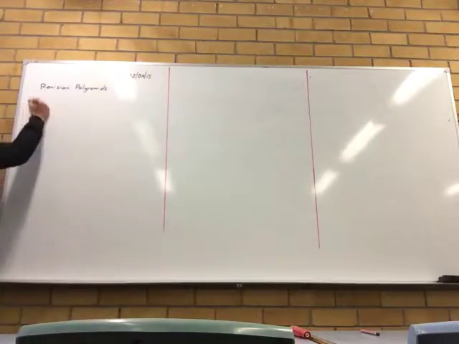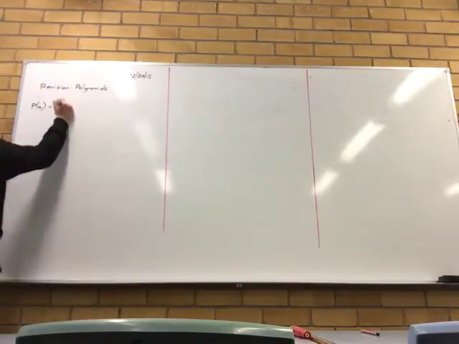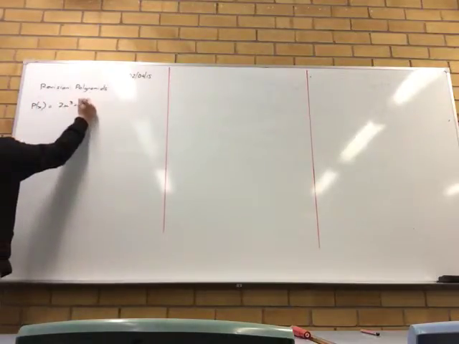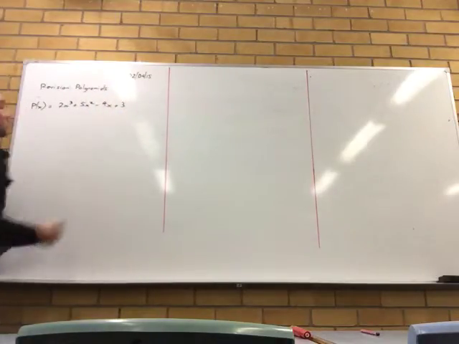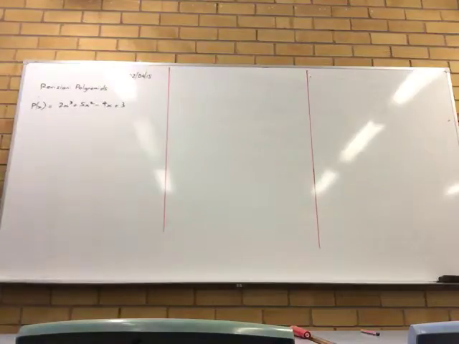So if you had p of x equals 2x cubed plus 5x squared, take away 4x plus 3, the leading term will be 2x to the power 3, and the leading coefficient is 2. The coefficient is the number in front of letters in a term. What's a monic polynomial? One that has a coefficient of 1. Good, where the leading coefficient is 1. That means you have a monic polynomial.